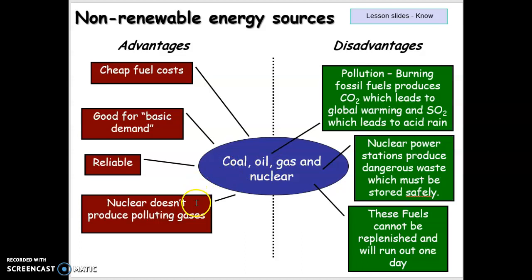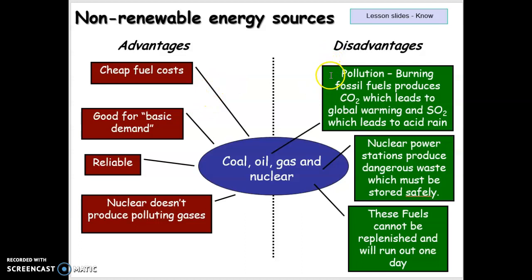Okay. Now nuclear doesn't produce polluting gases. Fuel is relatively cheap, I suppose you could say, in its extraction cost, and everything's taken into account. All right, so it's good for basic demand. If it's reliable, it's there in the background, always running along, although we do want to use less of it in the future for these reasons.